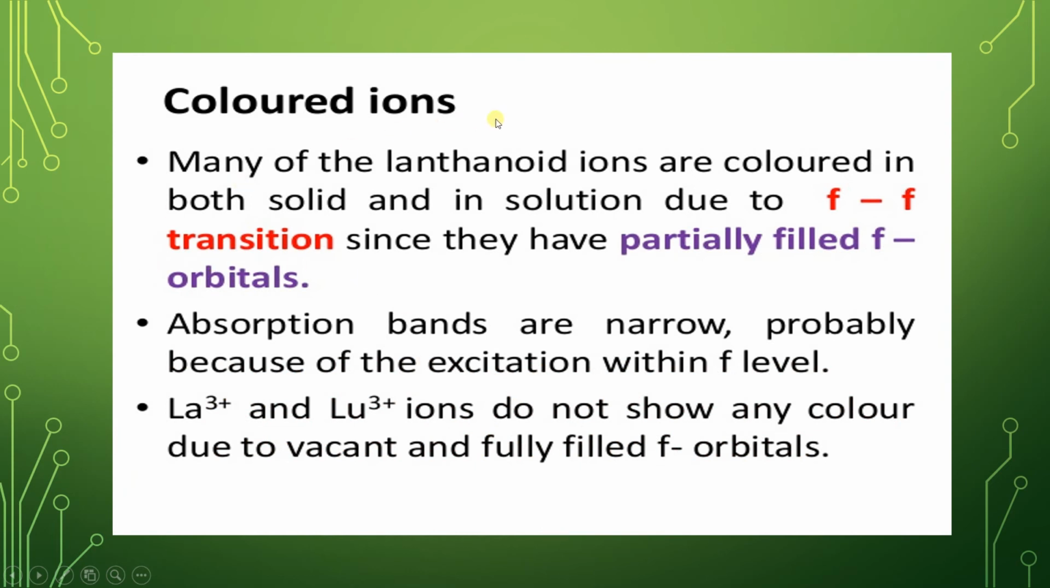So next, property, colored ions. Many of the lanthanide ions are colored in both solid and in solution due to f-f transition. That is very similar to d block elements, where there is a d-d transition. Here it is f-f transition, since they have partially filled f orbitals. This is very important. So f block elements show colored ions due to partially filled f orbitals. The absorption bands are narrow, probably because of the excitation within the f level.